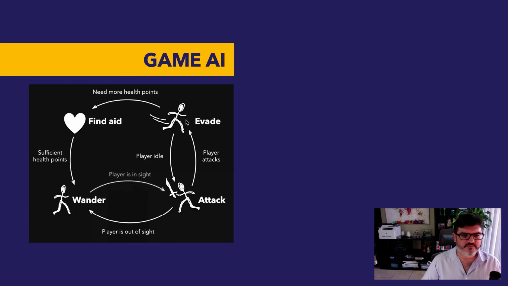So now our non-player character evades, and if they've been hurt, they can go and find more health points and regain their health. And once they have regained their health, they could stop trying to find aid and go back to wandering. If the player's in sight, maybe they go right back to attack. Maybe there's a line missing right across here.